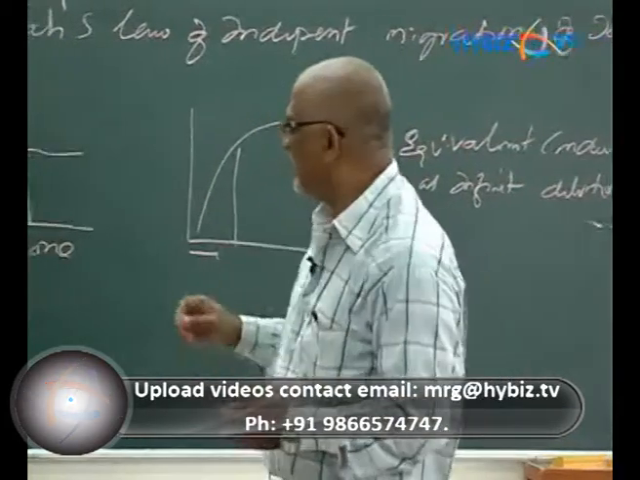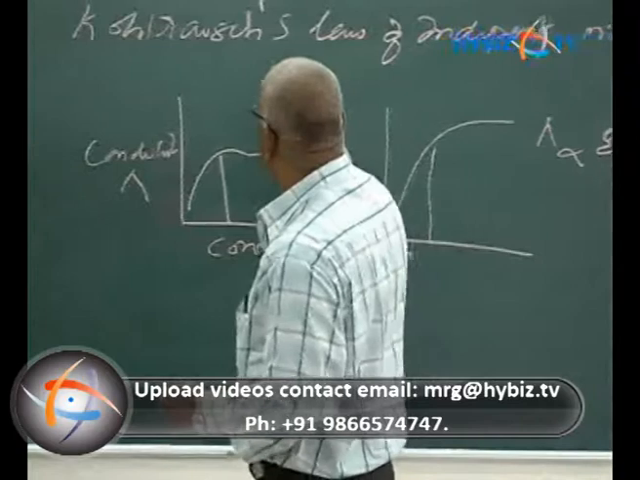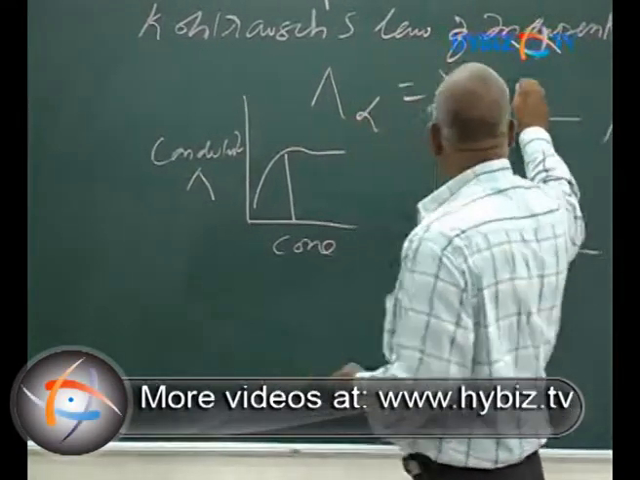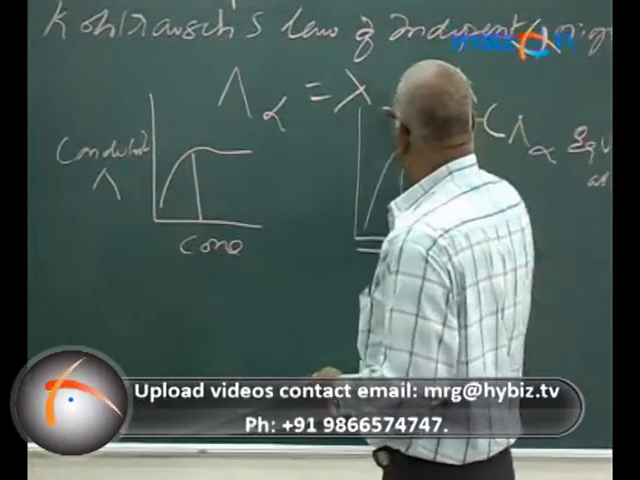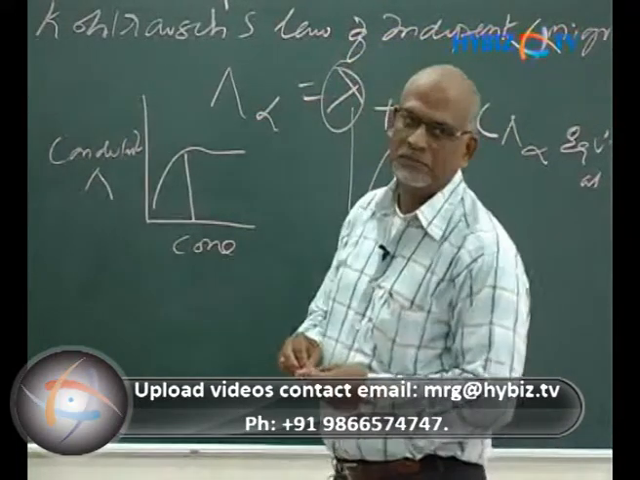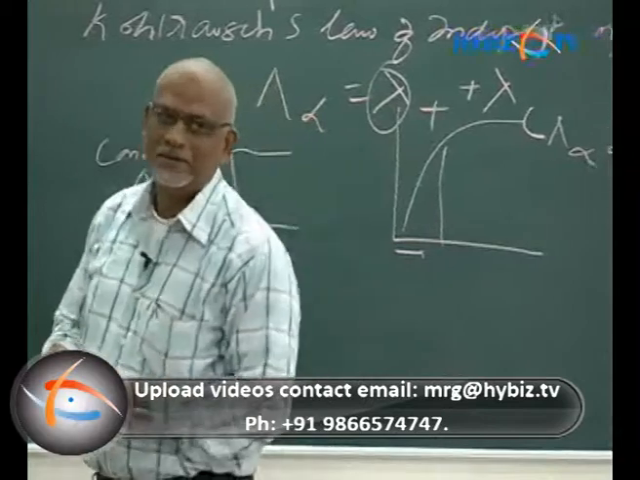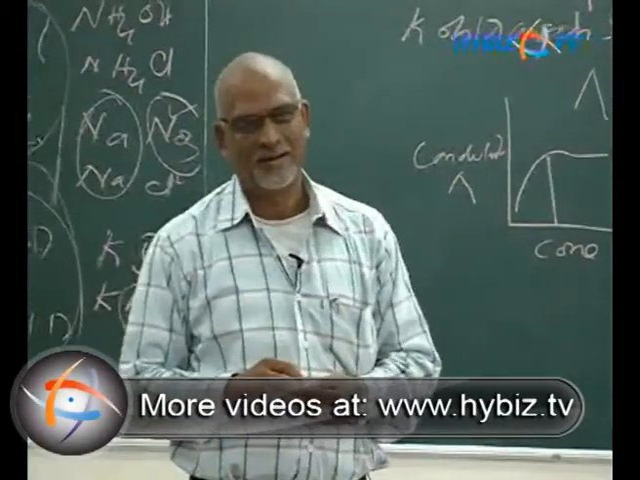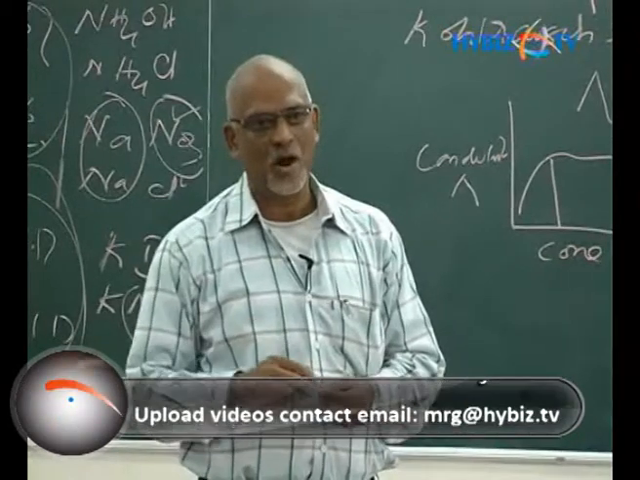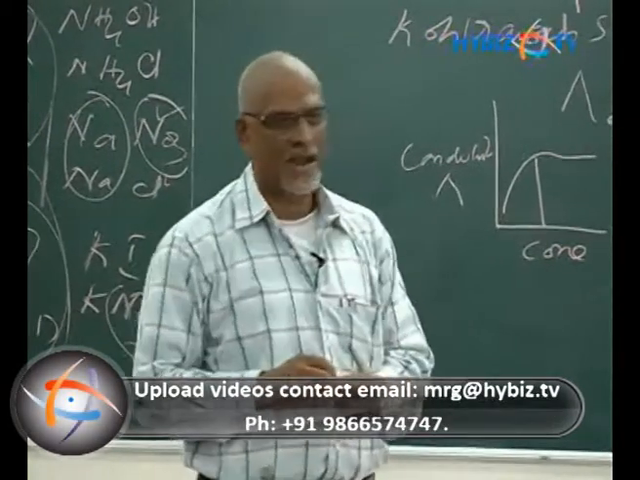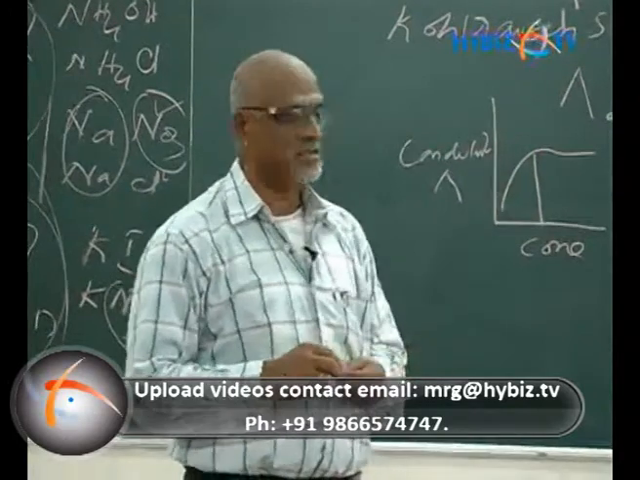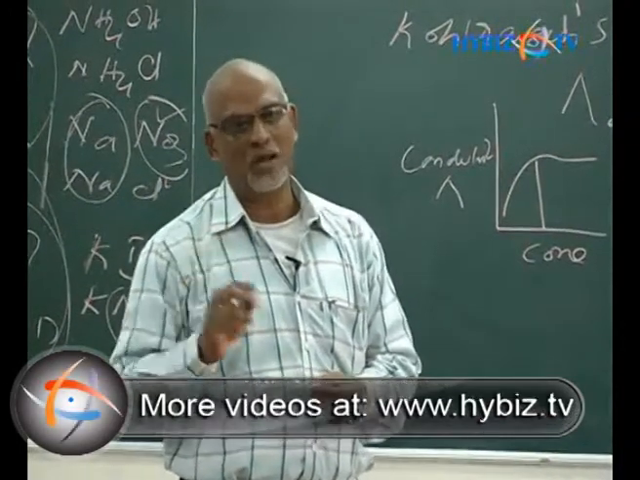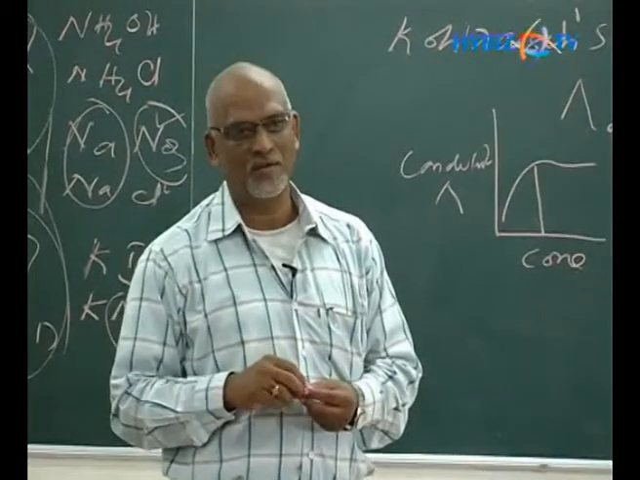And the total conductivity at infinite dilution is given by the sum, where lambda is the amount of current carried by the cation, and the second is that carried by the anion. So this is your law of independent migration of ions.